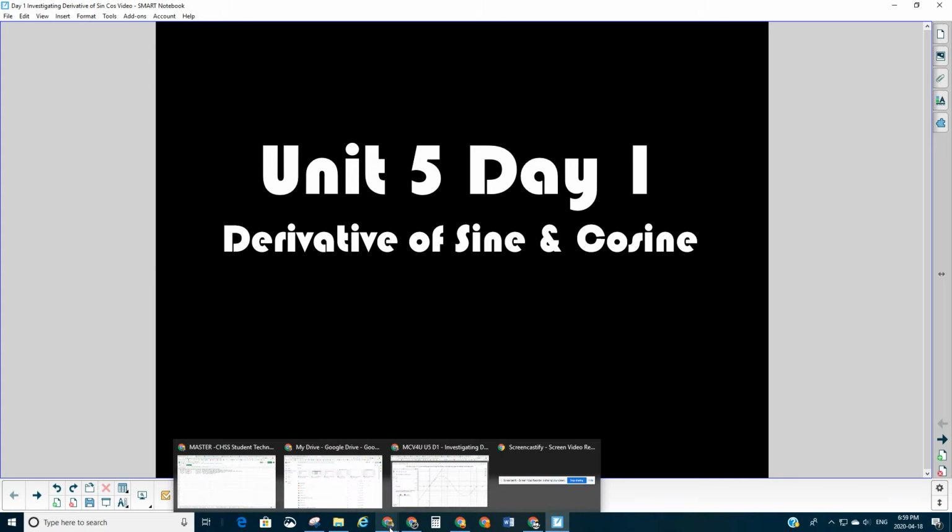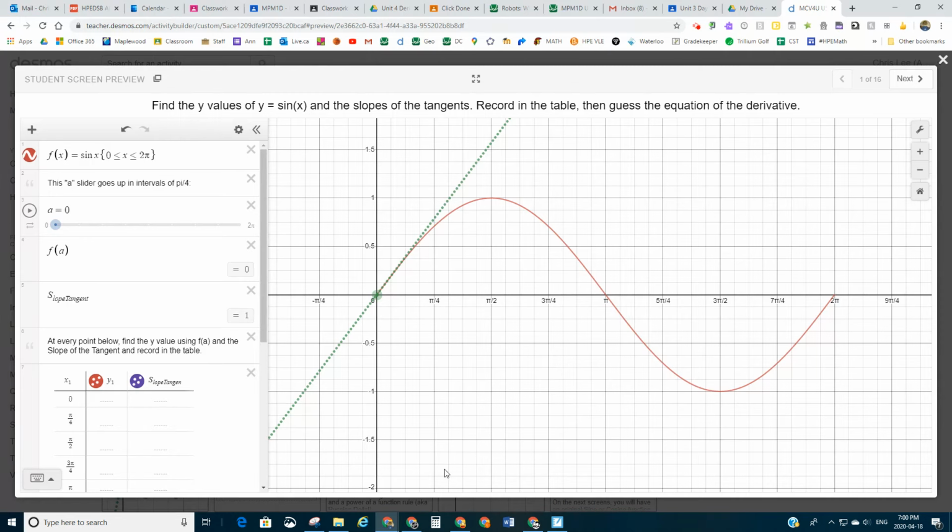So in the link, you're going to find a spot to go to Desmos, and this activity is going to pop up. I'm just going to do the first few demonstrations, and then you can do the rest of this activity on your own. So what you'll see here is a sine curve, and what we're going to investigate is what the derivative of sine is. And we're going to do it graphically.